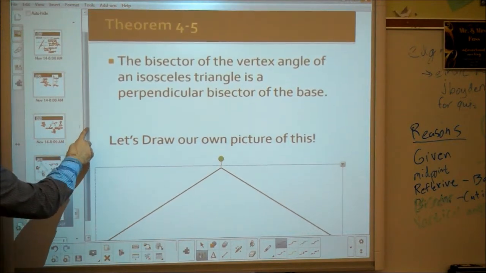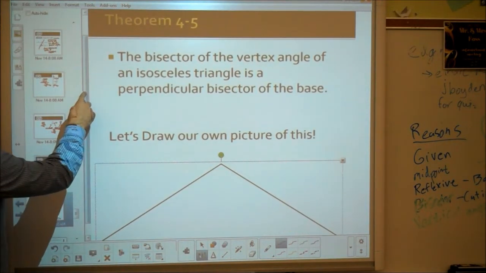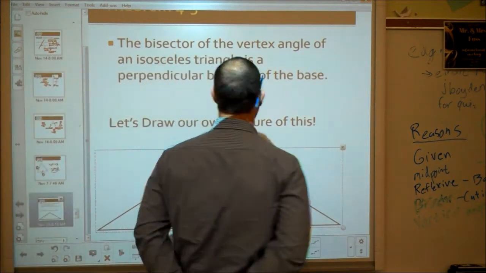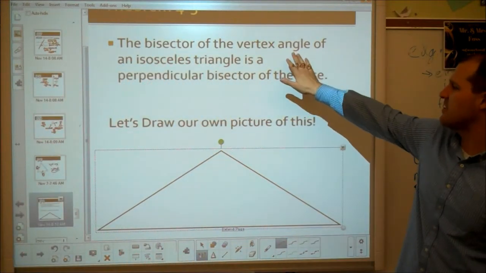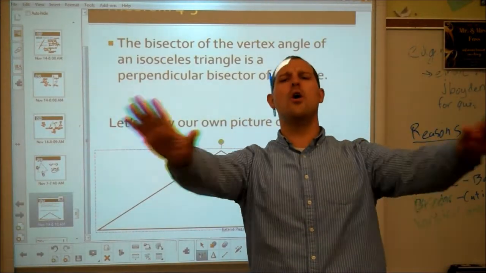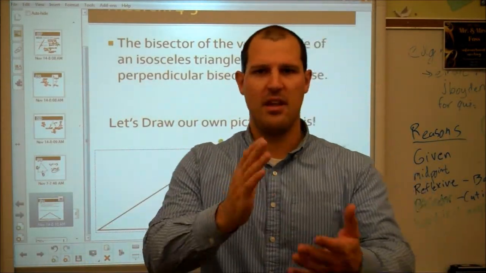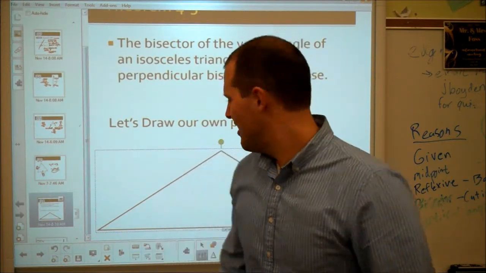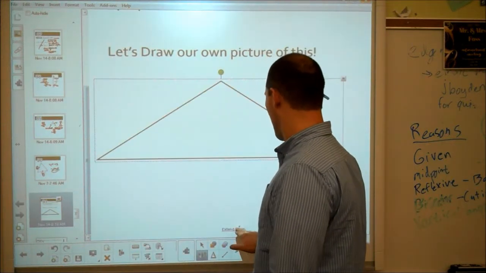Okay, let's get a new theorem. This one's called Theorem 4-5 in our current book we're using, but it's just the triangle angle bisector theorem. Okay, so the bisector of the vertex angle, whoa. Okay, that's way too much mathy language right now. Let's break this down into something that's smaller and easier to understand. I like it a little better this way.